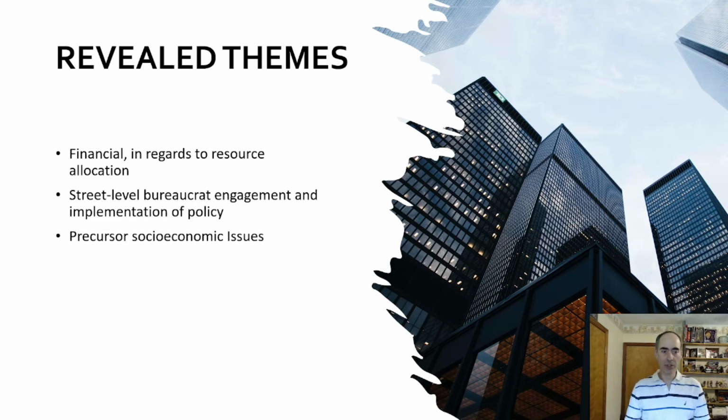The second theme was street-level bureaucratic engagement and implementation of policy. In regards to the SLB engagement and implementation of policy, SLBs have a number of engagement and implementation choices. They can follow management directives unquestioningly or question the directions while following them. They can perform contrary implementation to what was intended while still following the guidelines, if not the intentions of the directives, or they can also choose to try to ignore the orders.